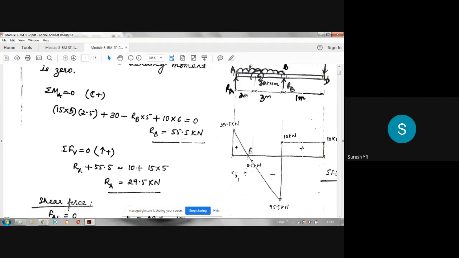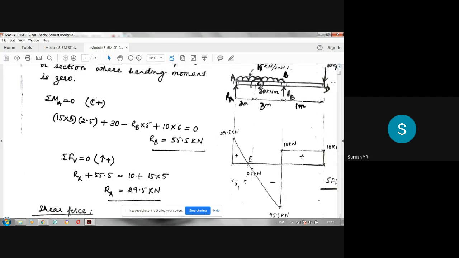Now you are here. Then there is no force from B to D. Please observe here, there is no force from B to D. That means the shear force is constant. When there is no force, it is a horizontal line. Then at D, you have a downward force of 10 kilonewton, so come down by 10. Now it closes. So this is how we have to draw the shear force diagram.